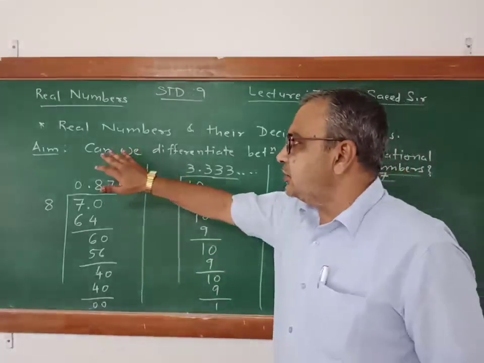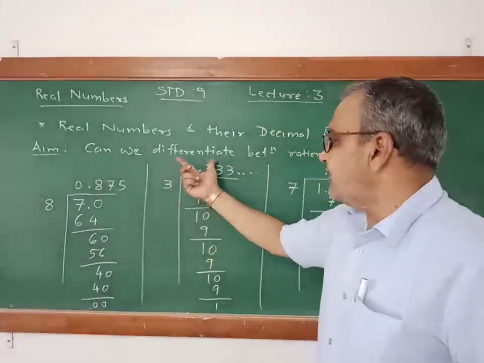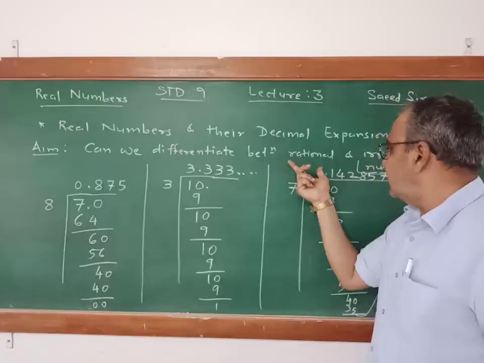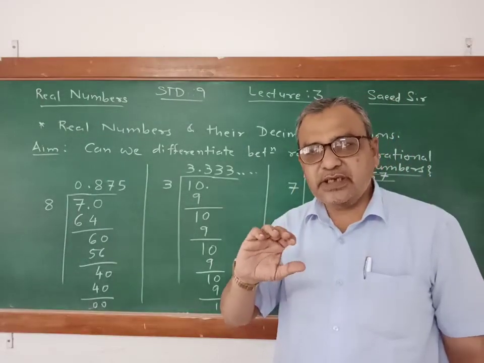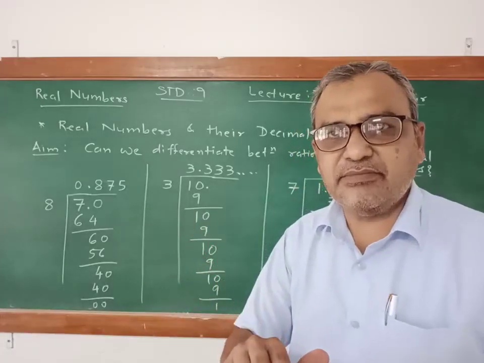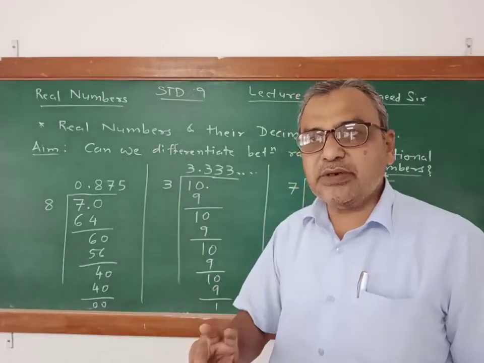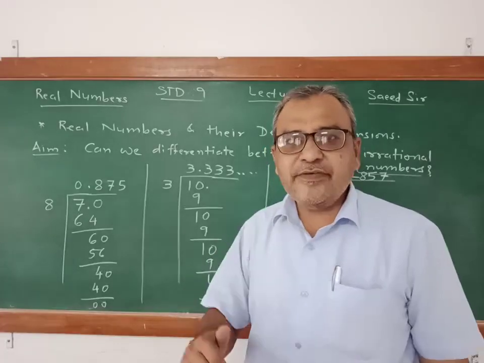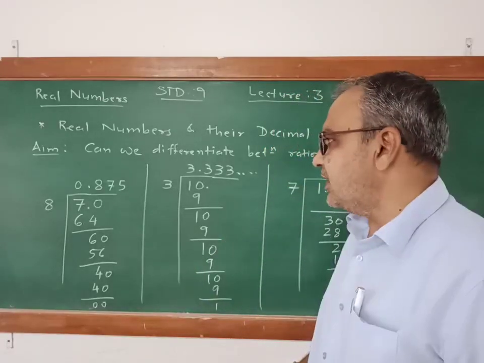But now, the aim of this lecture is, can we differentiate, क्या हम फर्क कर सकते हैं between rational and irrational numbers? तो भाई जो भी नंबर है उसमें either this is a rational number or this is an irrational number, क्या हम फर्क कर सकते हैं? Can we differentiate between two numbers? That is the aim of this lecture and we will discuss 3 or 4 examples given in this book.